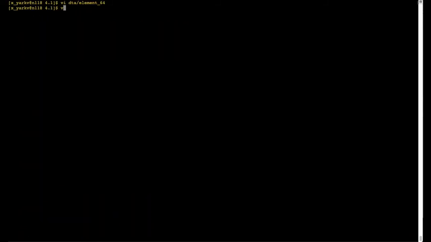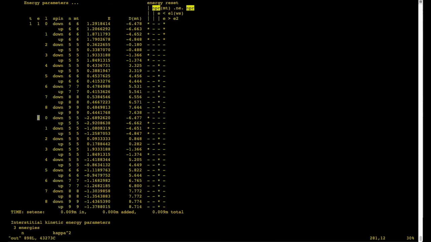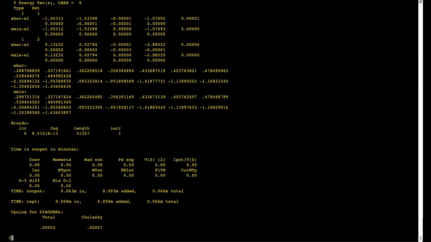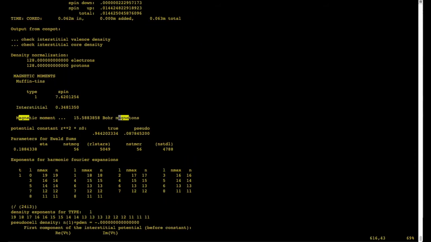So after you run the self-consistent calculation, you can have a look at the out file. And if we go to the bottom, we can look at the magnetic moment. And it's 7.62 Bohr magneton. 7 Bohr magneton come from 4f states, and only 0.62 is what comes from the RSPt states in the valence.